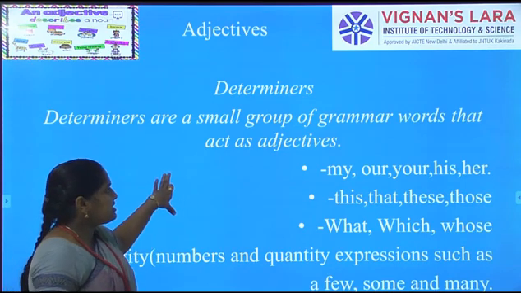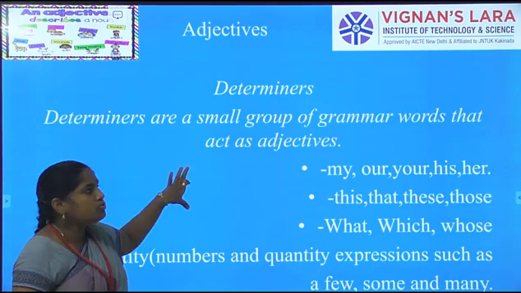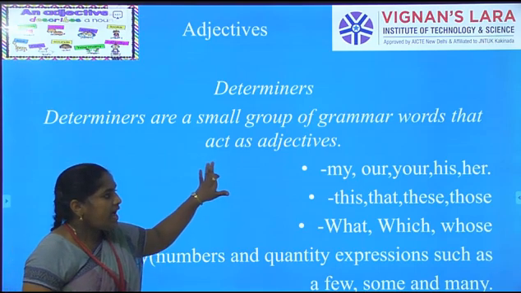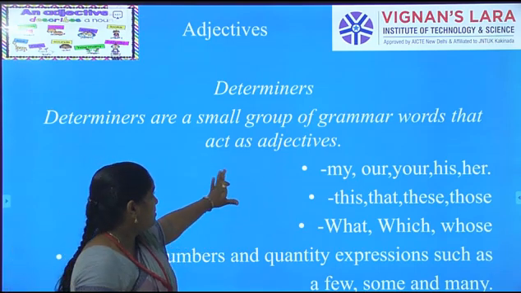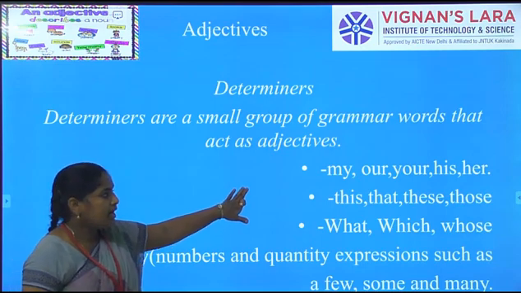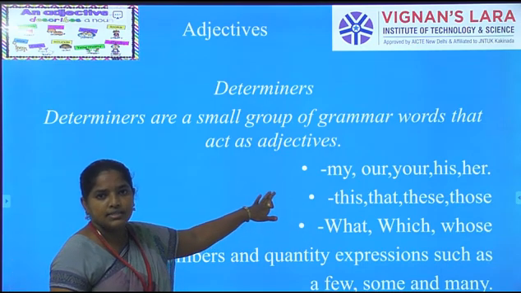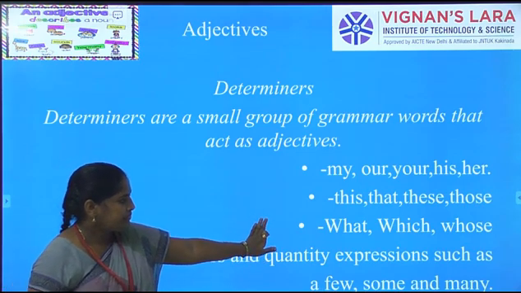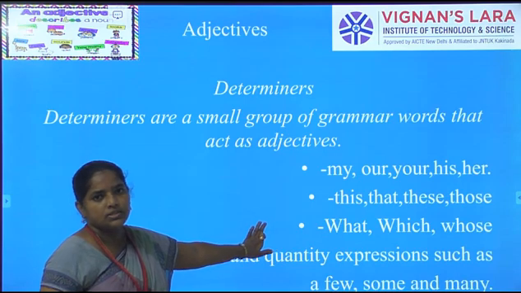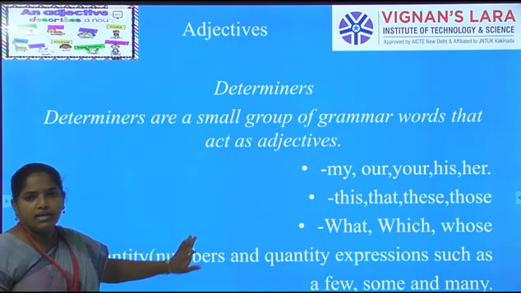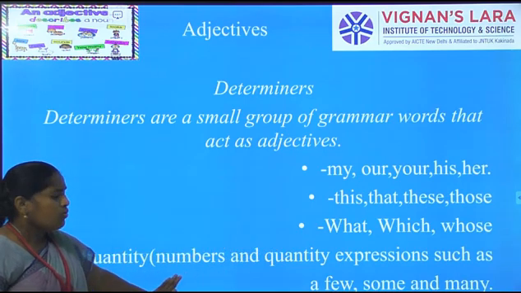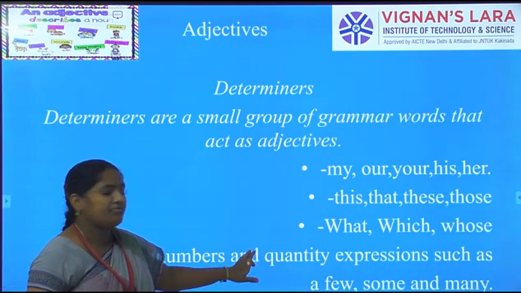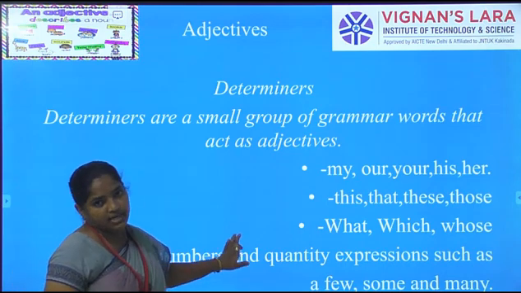What is a determiner? Determiners are a small group of grammar words that act as adjectives. Determiner adjectives are my, our, your, his, her, this, that, those, and so on. Question words are which, what, whose. Another one is quantity: numbers and quantity expressions. Some examples are a few, some, and many.